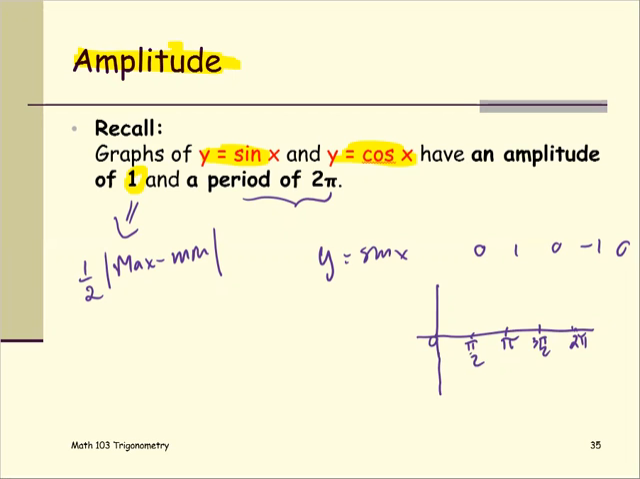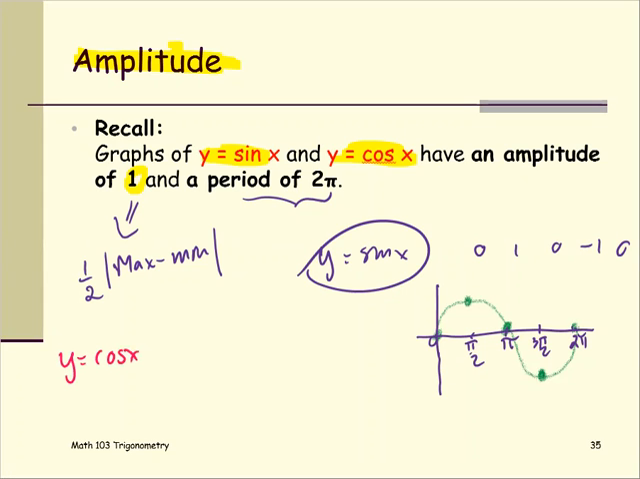At the point 0, the function is 0. At pi over 2, the function is 1. At pi, the value is 0. At 3 pi over 2, the value is -1. And at 2 pi, the value is 0. And then we connect all the curves together, so we get the sketch graph of y equals sine of x.